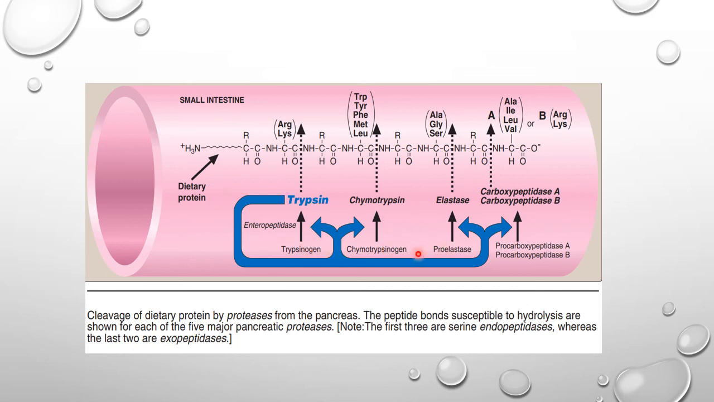These are the zymogens of these enzymes. For example, the zymogen or inactive form of trypsin is trypsinogen. For chymotrypsin, it is chymotrypsinogen. For elastase, this is proelastase. And carboxypeptidase A and B have their zymogen forms as procarboxypeptidase A and B.